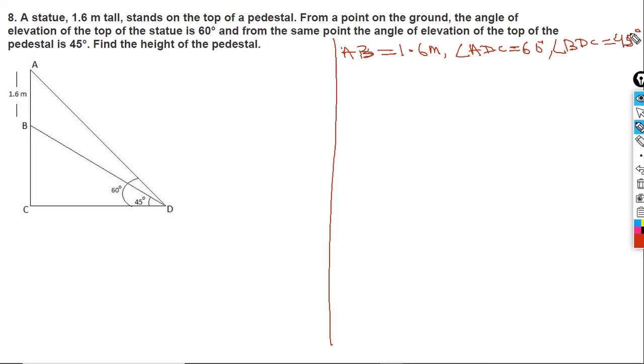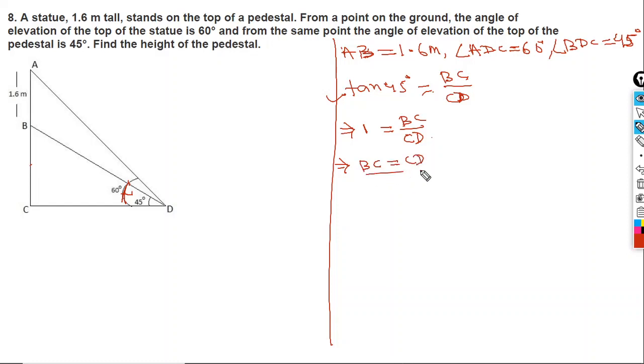Okay, now first we will find tan 45. Tan 45 degree will be equal to BC by CD, look at the figure. Tan 45 equals BC by CD, implies tan 45 value you know is 1, equal to BC by CD, both values we don't know, just write BC and CD. Cross multiply, BC will be equal to CD. Okay, this much data we needed. BC is equal to CD now.